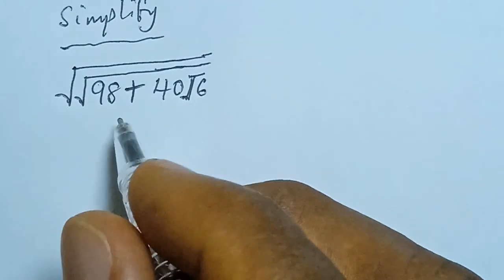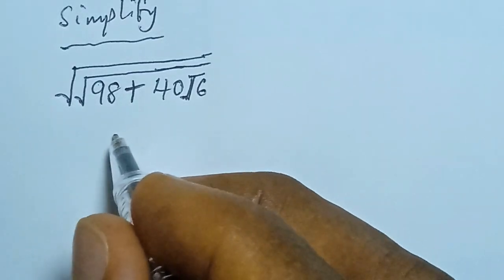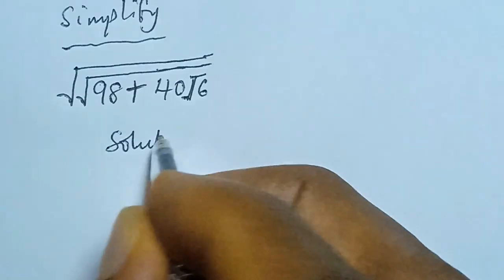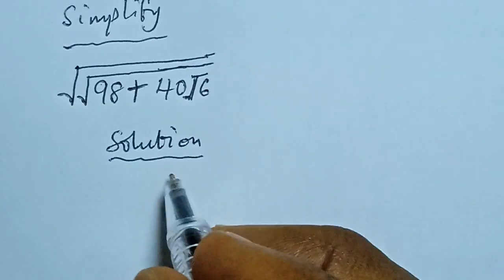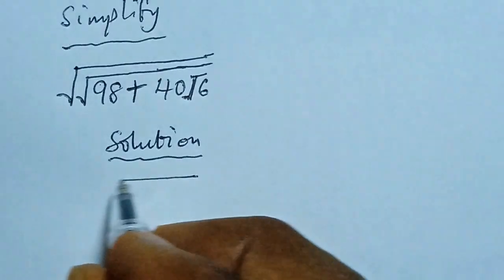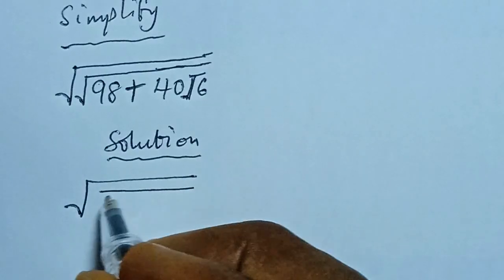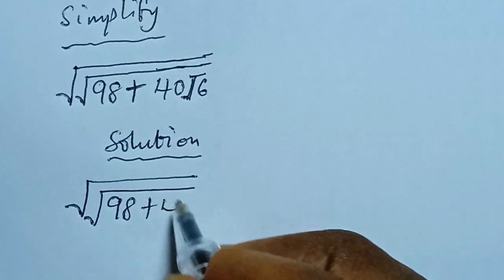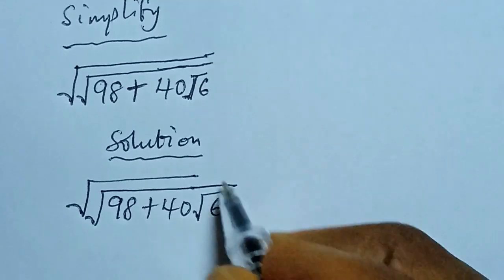In today's lesson, we want to simplify this radical expression. Solution. Now, the question implies the square root of 98 plus 4 square root 6.